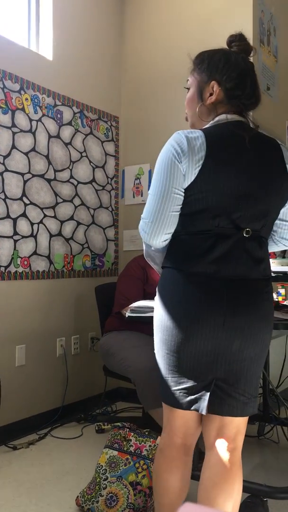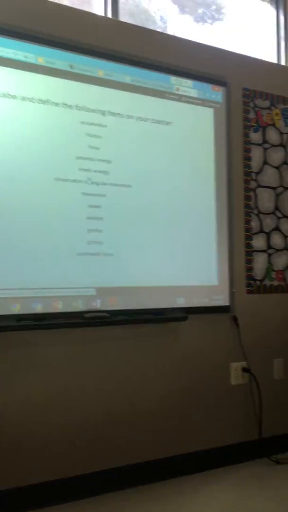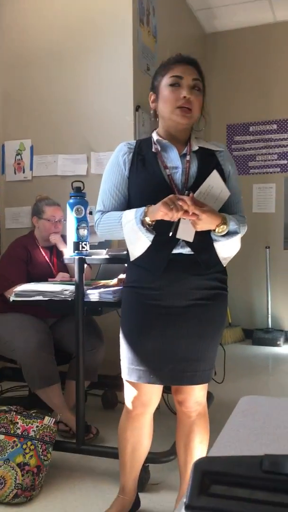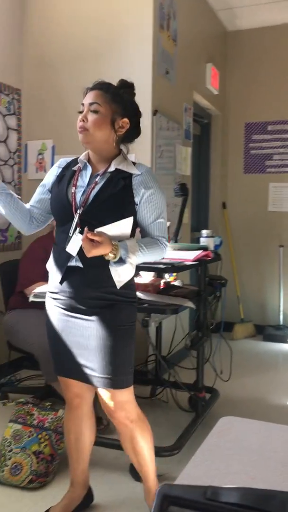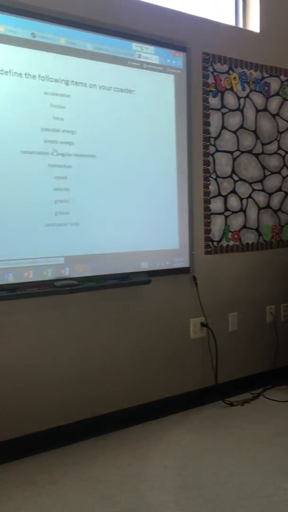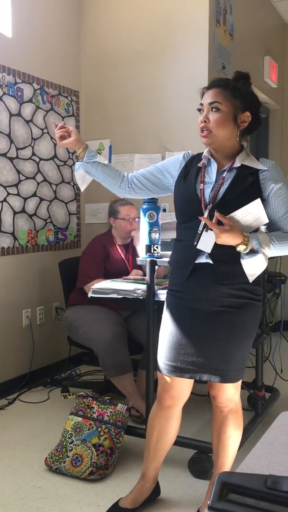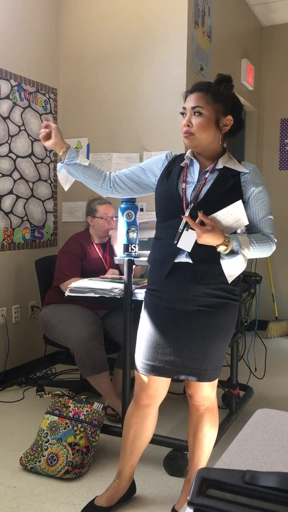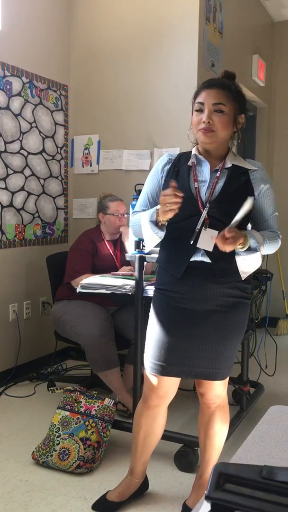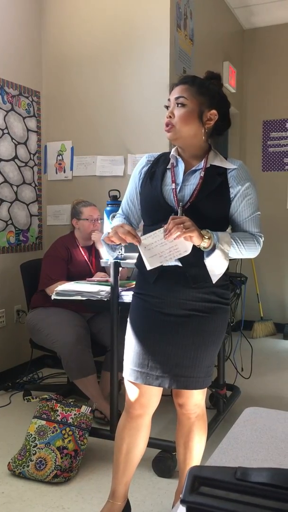So then we're gonna do the labels. Today you guys need to have your theme and the name of your roller coasters turned in if you guys haven't had that already. And then for the roller coasters, you guys have in the slides labels and define the following items on your roller coaster. So make sure you guys define acceleration, friction, force, potential energy, kinetic energy, conservation, momentum, speed, velocity, gravity, g-force, and centripetal force. Make sure you guys have all that labeled and defined into your presentation.